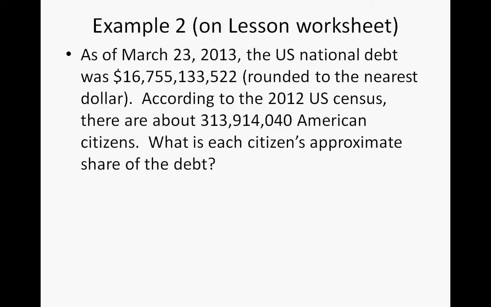So here is our example, talking about the national debt, which is about 16 trillion, rounded to the nearest dollar, and comparing that to how many American citizens in 2012, which was about 313 million. So what is each citizen's approximate share of the debt? Again, we need to figure out, based on the problem, what type of operation we are doing. Well, this is going to be division, because we want to know how much money per person the debt is shared between.